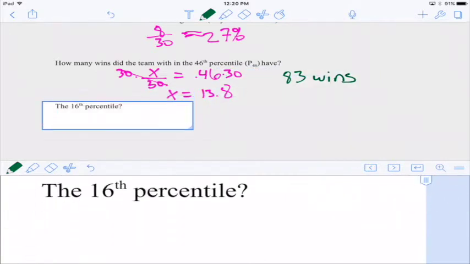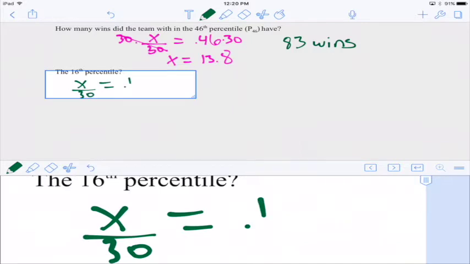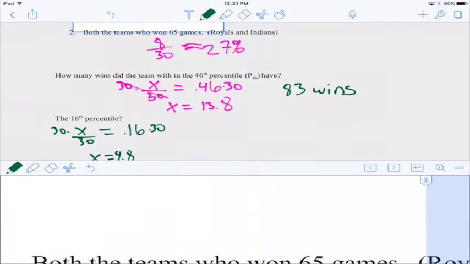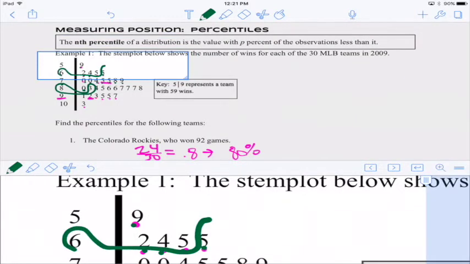And then for the 16th percentile, we do the same thing. So 4.8, so 4 teams less. So 1, 2, 3, 4. Looks like it's going to be 65 wins.